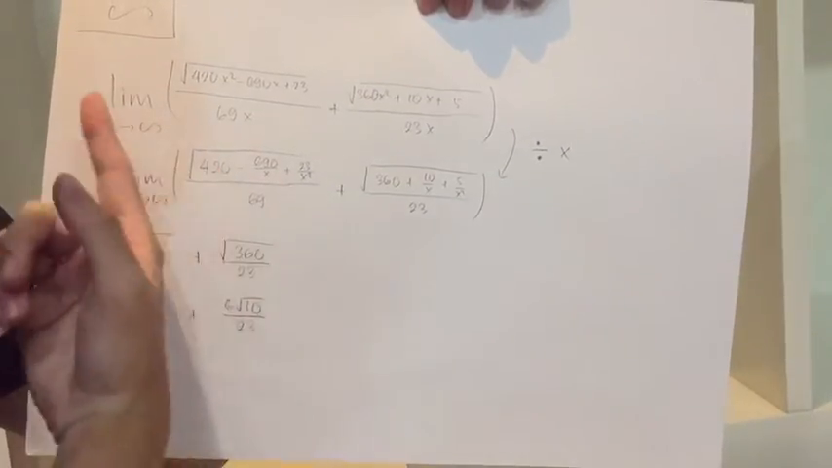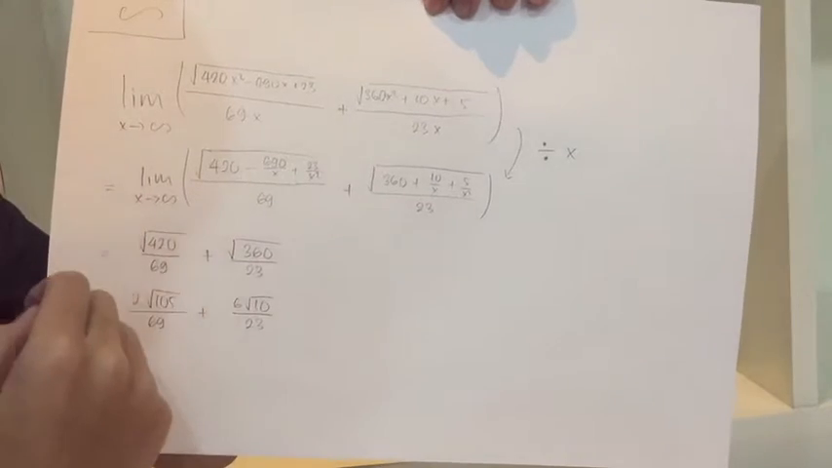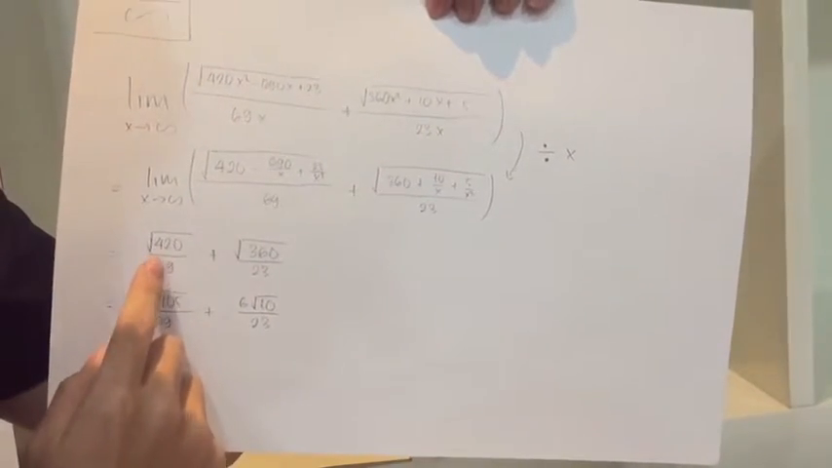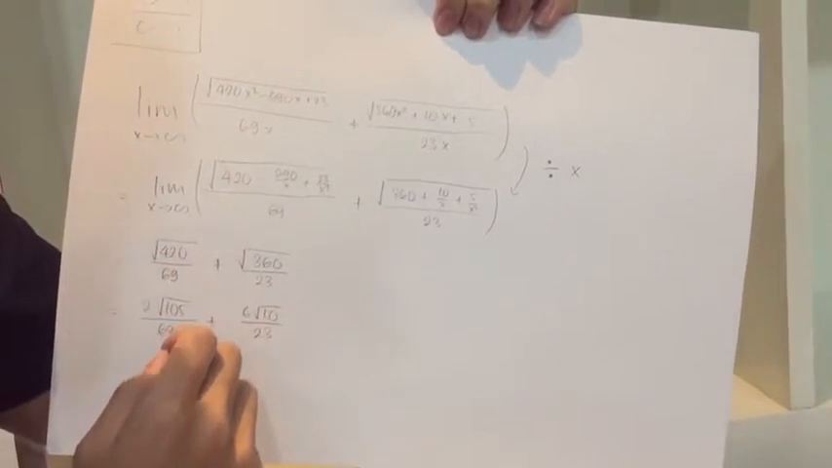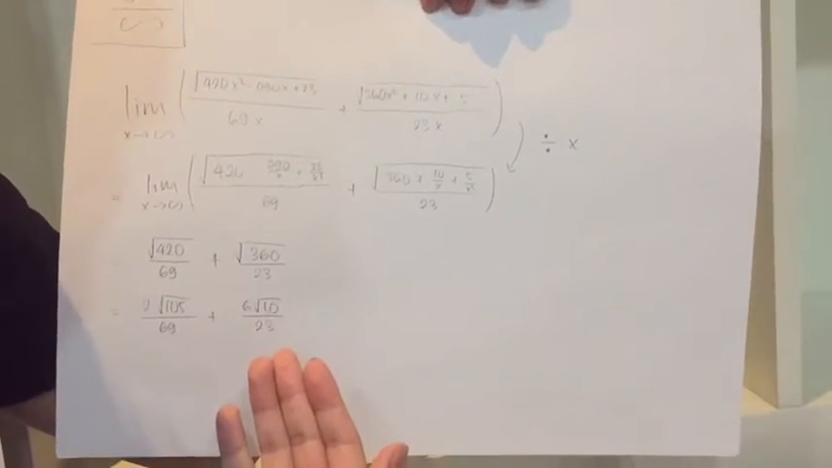And so we have these numbers over here. We count them, we put the x in, and remember to regard these as zeros. So we have the square root of 420 over 69 plus the square root of 360 over 23. And voila, the weird number.